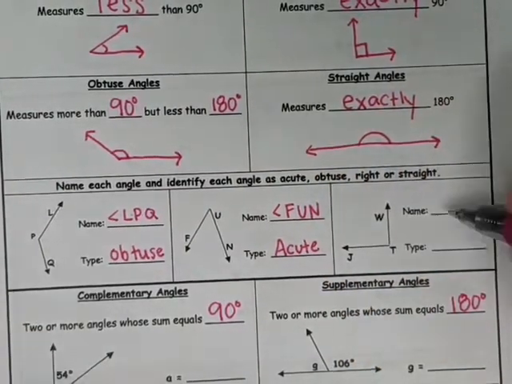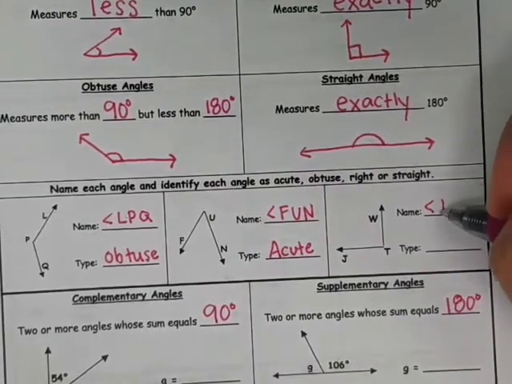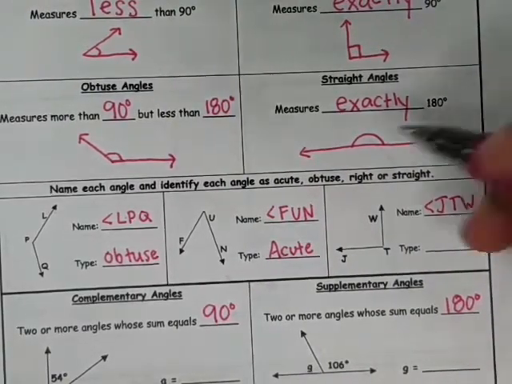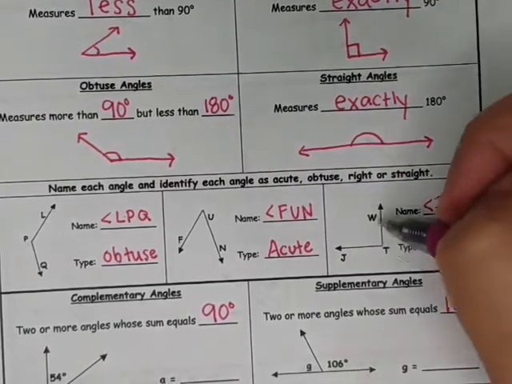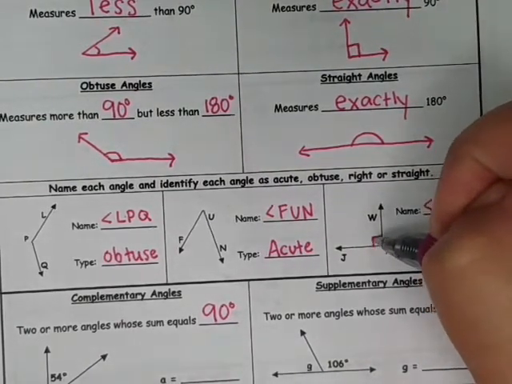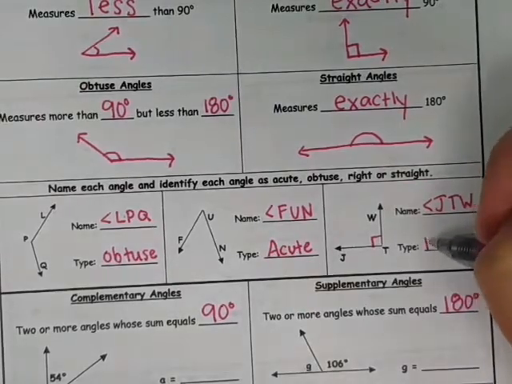This angle, we can name it angle JTW, so JTW or WTJ, or just angle T. And the type that this one is, is a right angle, which they should have put a symbol here. So this is a right angle.